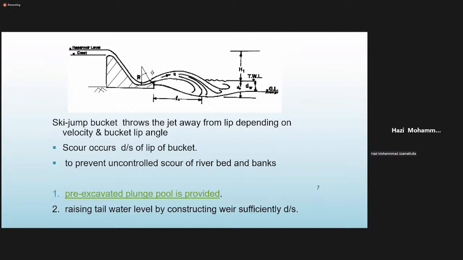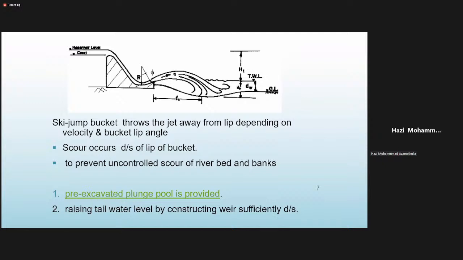To prevent this uncontrolled scour of the riverbed and banks, we have only two options. Okay, please click: a pre-excavated plunge pool, or raising the tail water level by constructing a weir sufficiently downstream. Okay, so two alternatives. And also you can see LS is the location of scour. This is another very important thing.